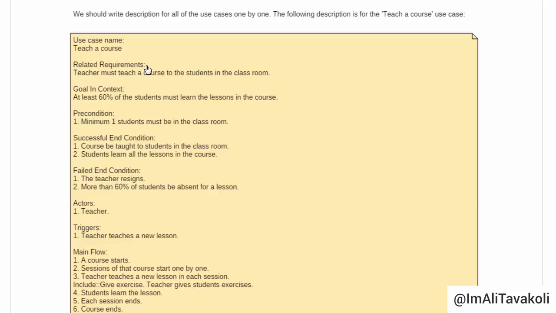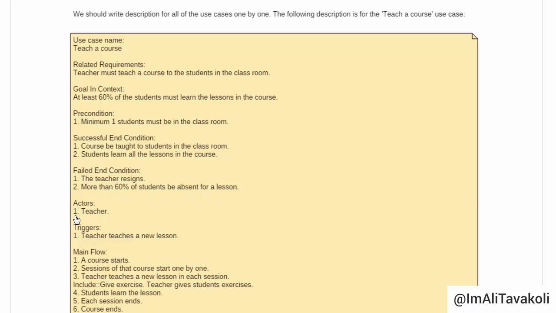As you can see, related requirement is: teacher must teach a course to the students in the classroom. Goal in context: at least 60% of the students must learn the lessons in the course. Precondition: because the teach a course use case in my example only needs one precondition, we only have one, which is minimum 1 student must be in the classroom. Successful end conditions: we have 2. Course is taught to the students in the classroom. Students learn all the lessons in the course. Failed end conditions: the teacher resigns. More than 60% of the students are absent for a lesson.